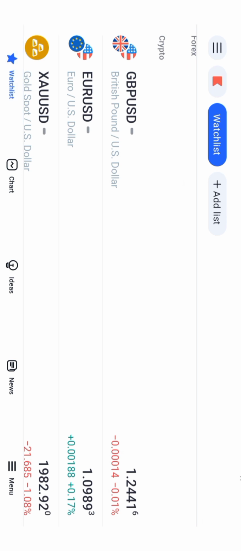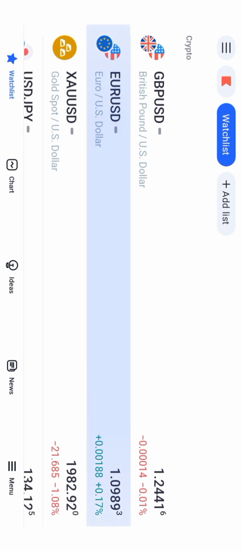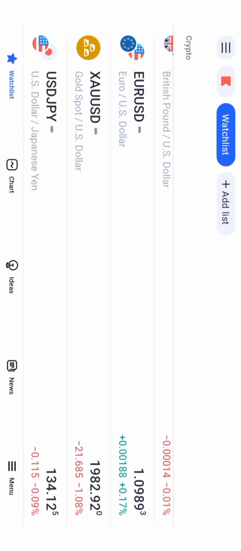Or if, for instance, your confirmation in GBP USD is not confirmed, you can come and confirm on Euro USD, or you can confirm on gold USD. These currency pairs move in the same direction, so it doesn't make sense to be selling GBP USD and then come to Euro USD and buy, or sell Euro USD and then buy gold. If those three currency pairs are buying, all of them have to be buying, and if they are selling, all of them have to be selling. I hope you understand. That's what it means by currency pairs moving in the same direction.